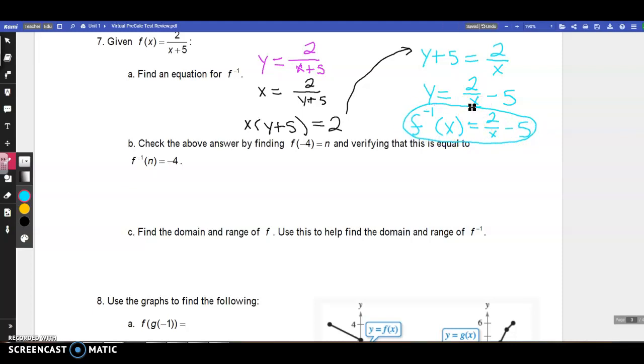Okay, so it says check the above answer by finding that f of -4 equals n, some number, and verifying that this is equal to f inverse of n equals -4.